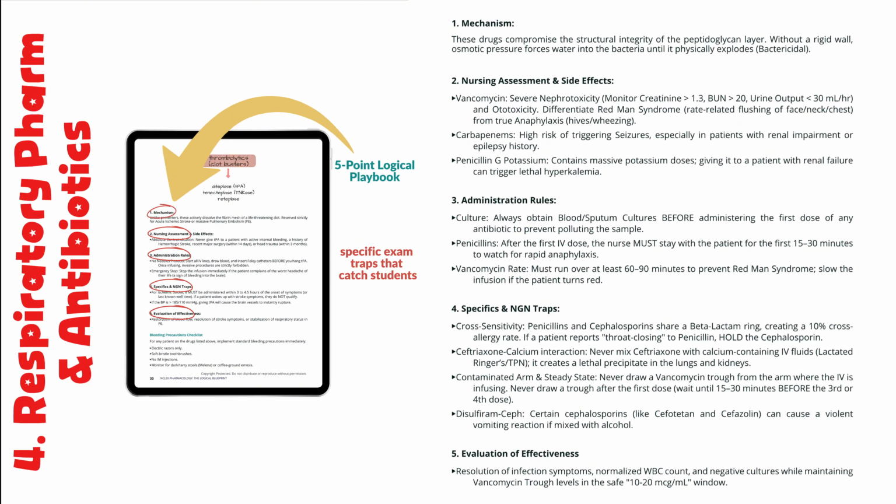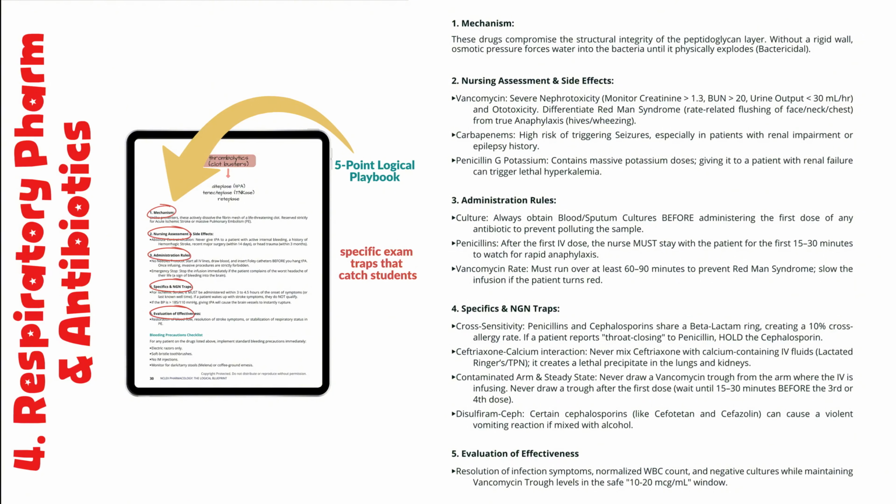Penicillin G potassium carries a real potassium load. Give it to a patient in renal failure, and you can trigger lethal hyperkalemia. Carbapenems carry a real seizure risk, especially in patients with renal impairment or a seizure history. And here's a trap worth memorizing. Carbapenems rapidly crash valproic acid levels. A seizure patient stabilized on valproic acid who receives a dose of meropenem and starts twitching isn't just anxious, their seizure threshold is collapsing in real time. That's an emergency.